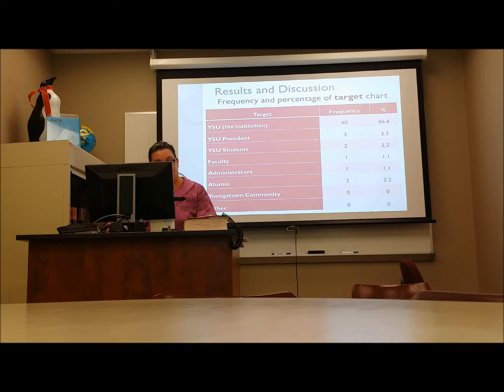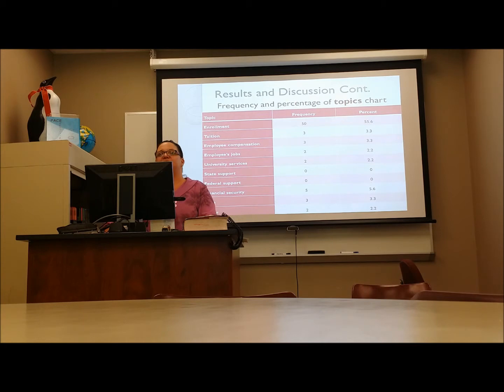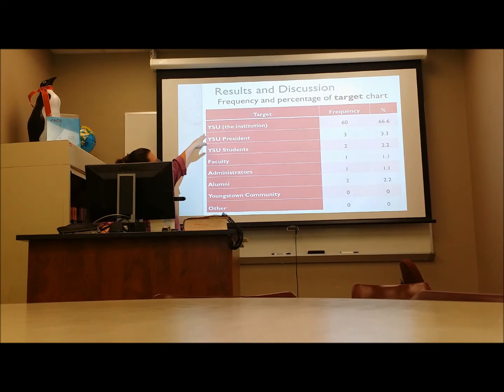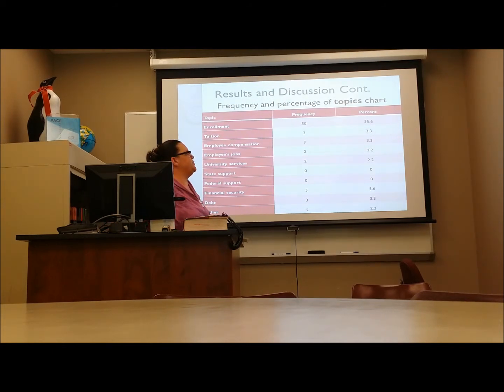When we broke that down even further, we looked at the frequency and percentage of the topics discussed. Now back here, we can see that YSU, the institution, was the largest in every single news story, at over 55.6%, which is almost 56%. We then looked at tuition, employee compensation, employees' jobs, university services, state support, federal support, financial security, debt, and any other, which would have been something that was not listed on the coding scheme. Overall, looking at the frequency here, we can see that the majority of the news articles were about the enrollment decline.